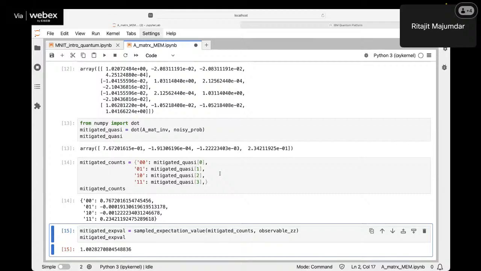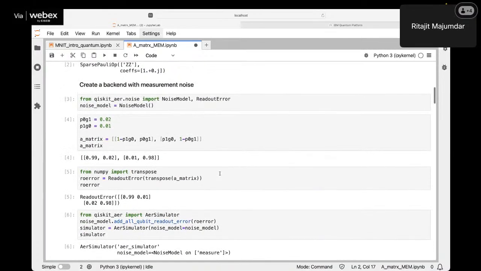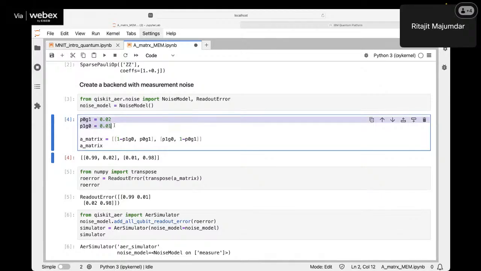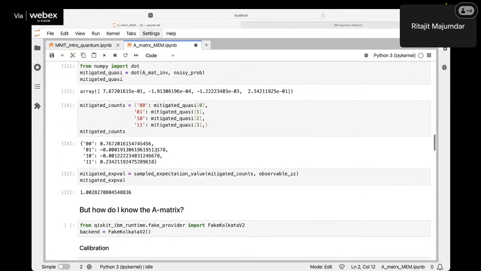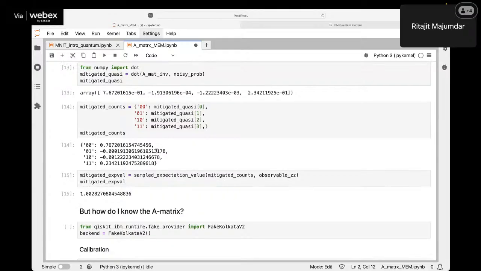Now, there is one last question that we haven't answered. Even when I was doing the mathematics, I have just taken a value of this probability of 0 given 1, 1 given 0. Here also, I have put my own values of probability of 0 given 1 and 1 given 0. How do you know these values when you are going to run on a real quantum computer? Who is going to give you these values? We need to actually find out that. That is the quantum overhead.